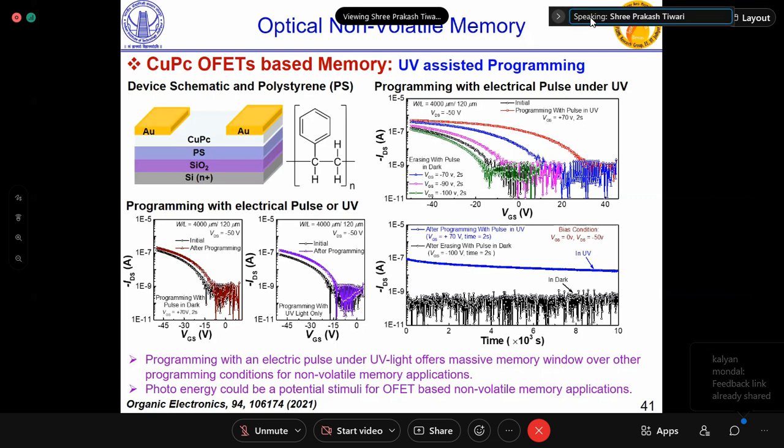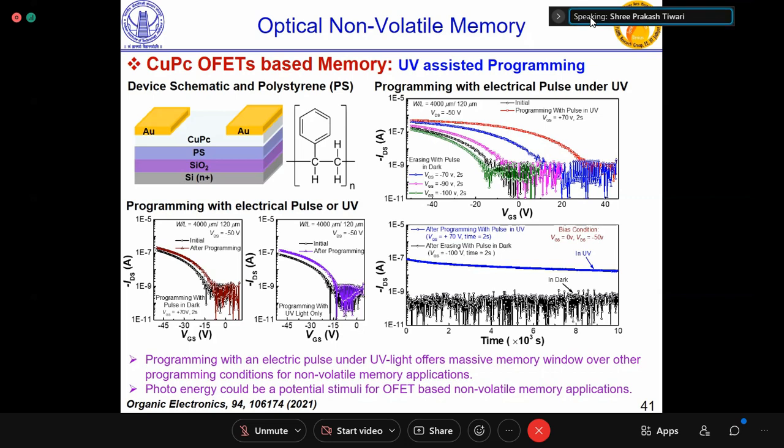Right now, the numbers are very large because we are using this SiO2. But what we can summarize is that light is not only a sensing parameter: the energy coming from this light or UV can also act as an enabler for this memory performance, where this energy could be used for programming in non-volatile memory applications.